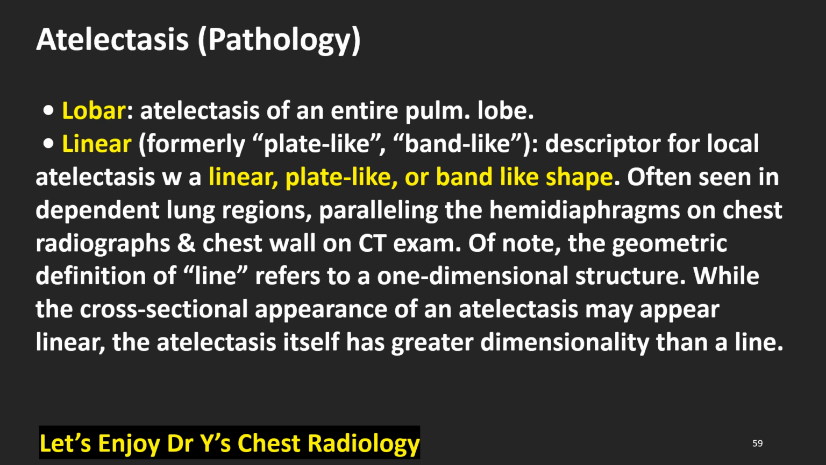Atelectasis pathology. Lobar. Atelectasis of an entire pulmonary lobe. Linear. Formerly plate-like, band-like, a descriptor for local atelectasis with a linear, plate-like or band-like shape, often seen in dependent lung regions, paralleling the hemidiaphragms on chest radiographs and the chest wall on CT examination. Of note, the geometric definition of a line refers to a one-dimensional structure, while the cross-sectional appearance of an atelectasis may appear linear. The atelectasis itself has greater dimensionality than a line.